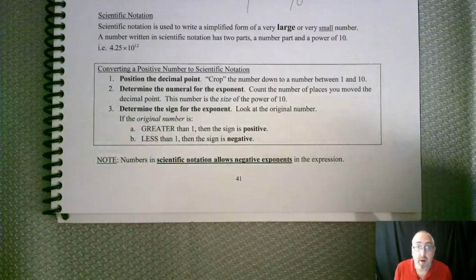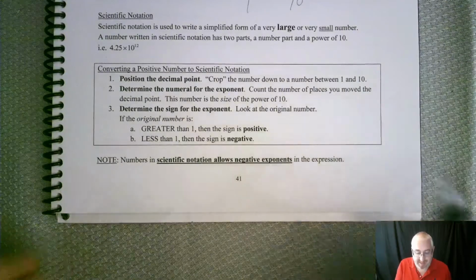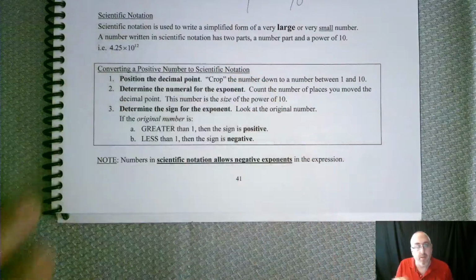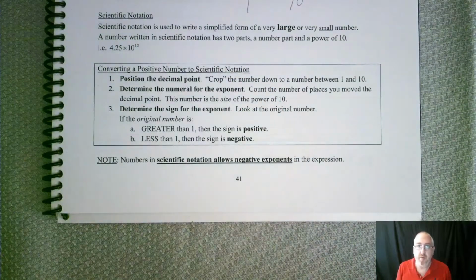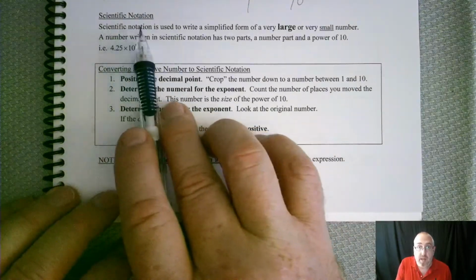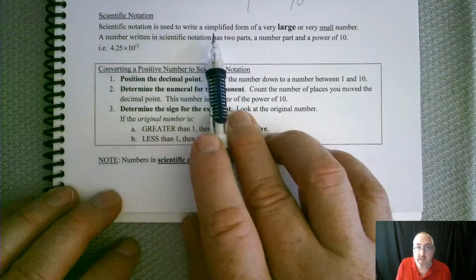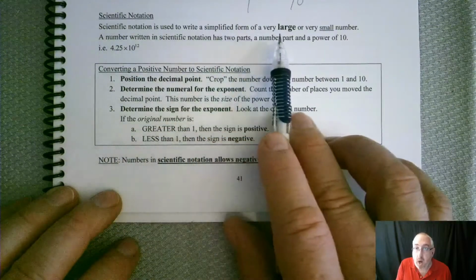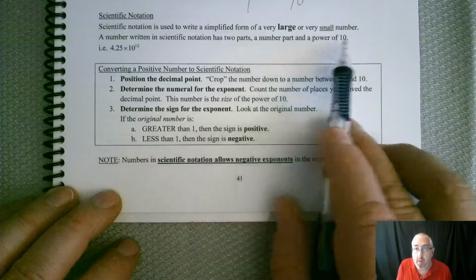So now the last part of section 7.5 gets into scientific notation. This is the primary application of looking at things with exponents and how we can use those to our benefit. So what is scientific notation? Well, scientific notation is used to write a simplified form of a very large or a very small number.